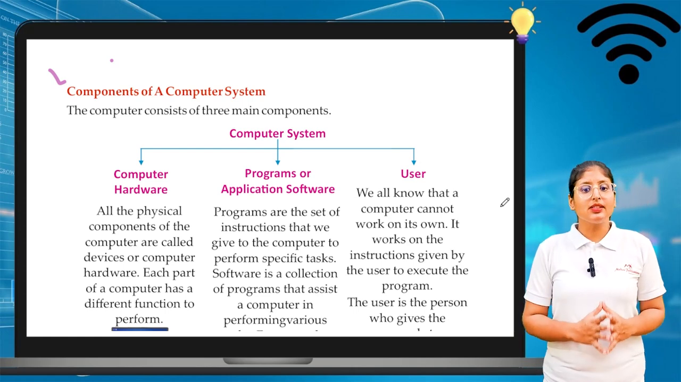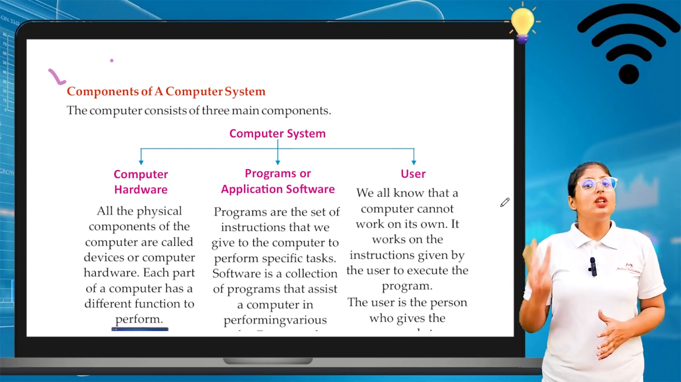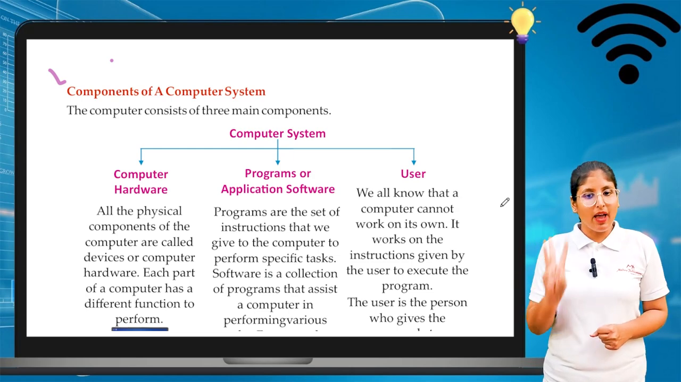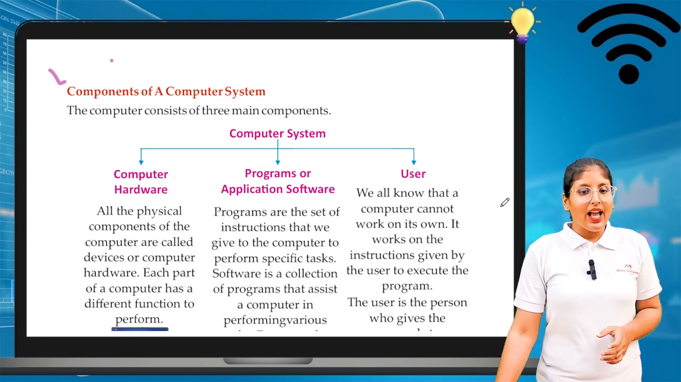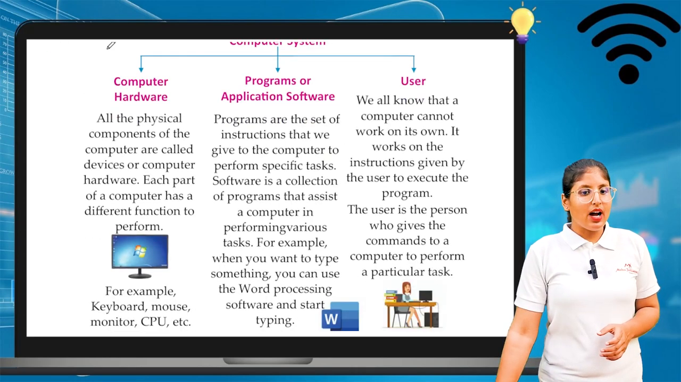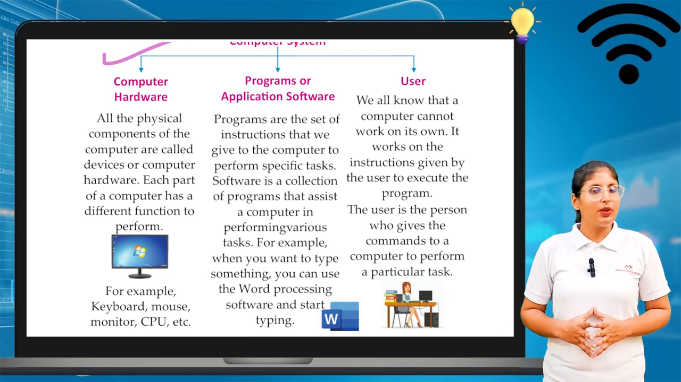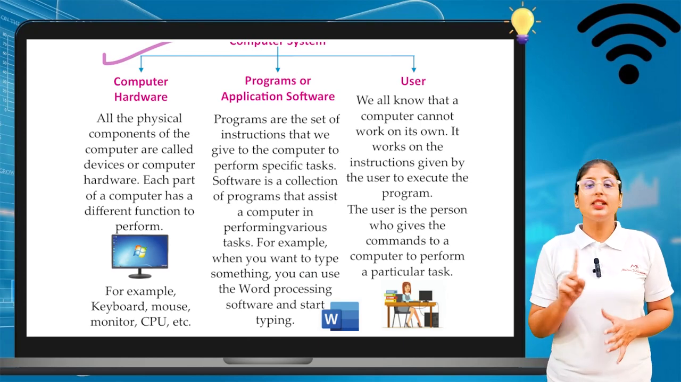The computer consists of three main components. So the computer system has three components. So what are the three components? Let's have a look. First is computer hardware.